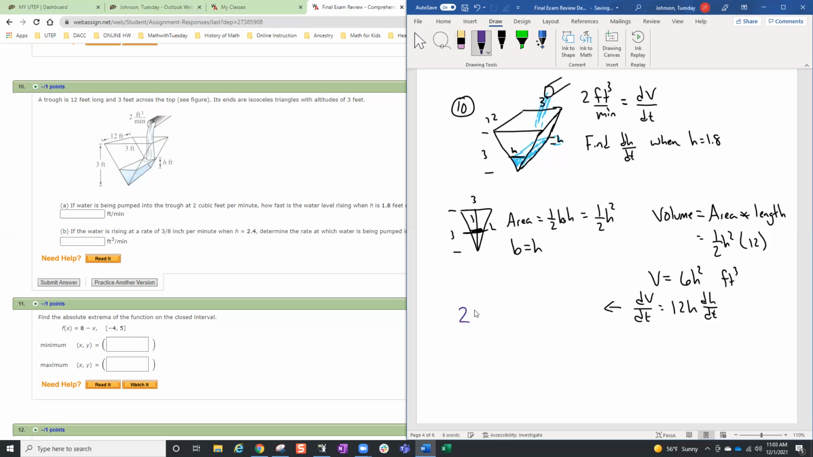So we have 2 equals 12 times 1.8 dH/dt. I want to find dH/dt. 12 times 1.8, 12 times 1 is 12. 12 times 8 feels like 96. Yep. So 12 plus 9.6, because it was a decimal, is 21.6.